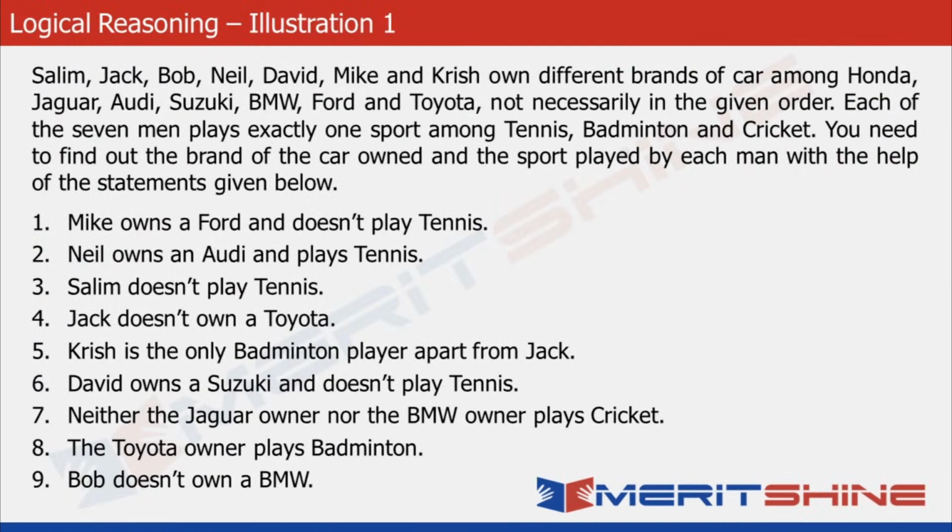The question we are going to discuss today talks about 7 men who own 7 different brands of car and play one of the 3 given sports. There is a set of 9 statements that is given in the question for us to work on. We basically will need to arrive at a tabular arrangement that lists the 7 men, the brand of their respective cars, and the sports played by them.